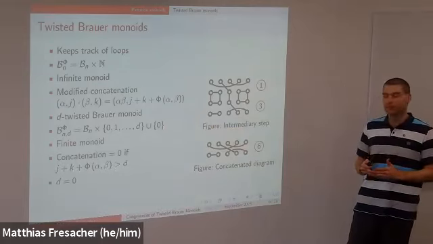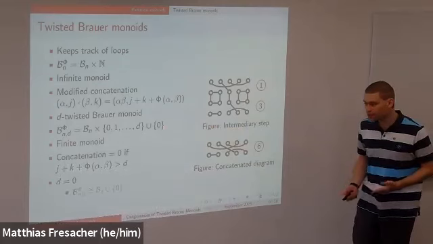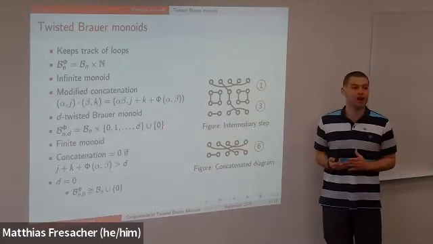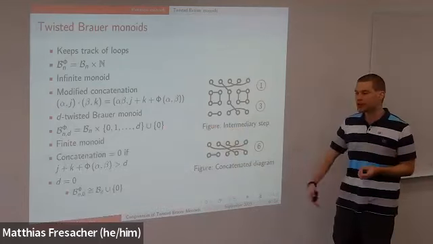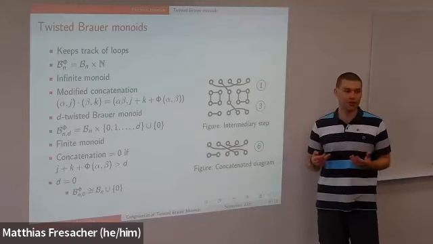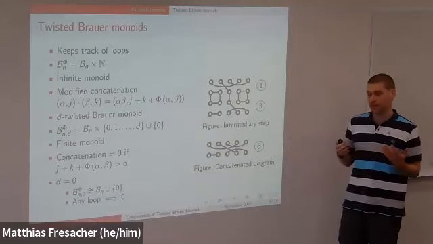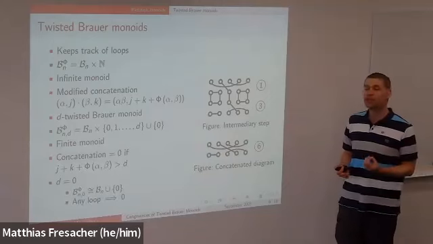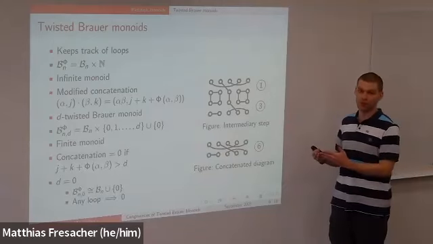A special case of this is when D is equal to 0, in which case our 0-twisted Brauer monoid is just the ordinary Brauer monoid with the addition of this 0 diagram. And in terms of concatenation, as soon as any loop is created, we have the 0 diagram.